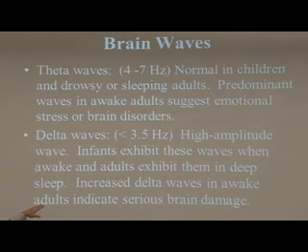If we get an increase in delta waves in an awake adult, it usually means serious brain damage. So that's one of the ones we would look at. Say if somebody's been in a car accident and had a tremendous concussion event, then we would look at delta waves to try to figure out how seriously the brain has been impacted.